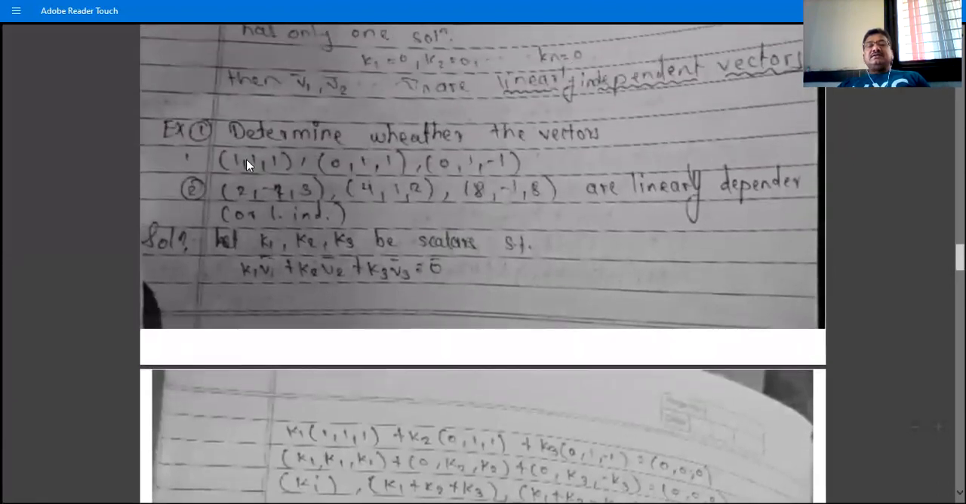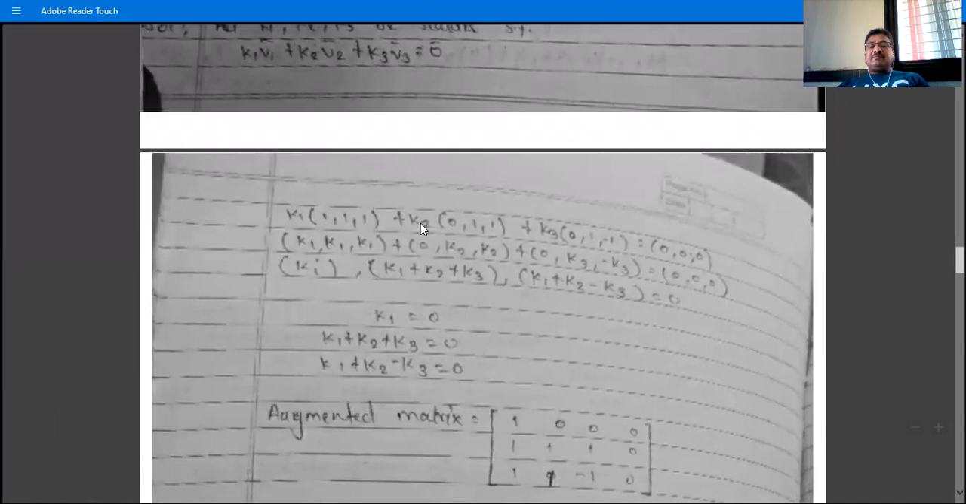If there are four vectors, then take four scalars k1, k2, k3, k4. Here there are three vectors, so take three scalars. Write v1 as (1, 1, 1), v2 as (0, 1, 1), and v3 as (0, 1, -1), equal to 0 bar. The 0 bar is the zero vector of R3. These three are elements of the vector space R3, so its zero is the 3-tuple (0, 0, 0).